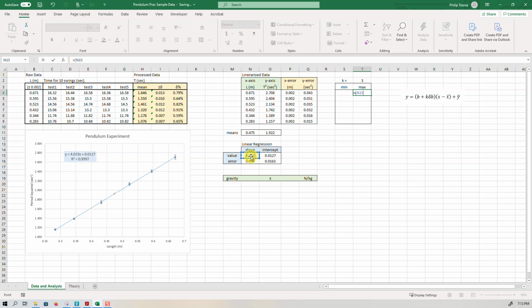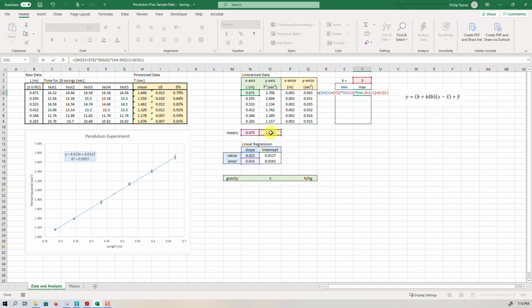Now that's the slope, and I'm going to lock that in with dollar signs for an absolute reference, plus my scaling factor K, which I currently have set at 3, again locked in, multiplied by the uncertainty delta B, that's this one, once again locked in, close the brackets, multiply by, and now I'm up to x take away the mean of x. That's the x coordinate, and I'm not locking that one in because I will copy this formula down, and take away the mean value of x, always the same mean value, close those brackets. Now I'm up to plus, add on the mean y value, again lock that one in.